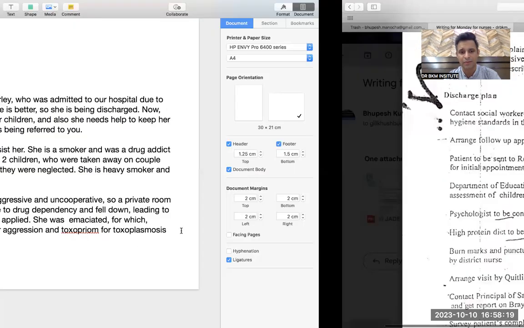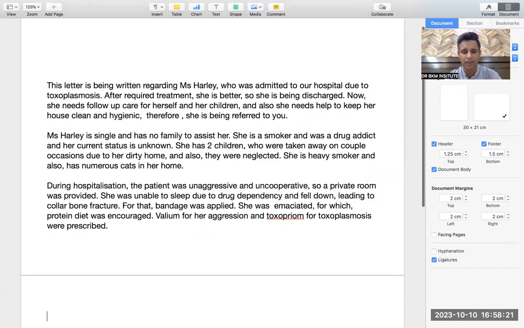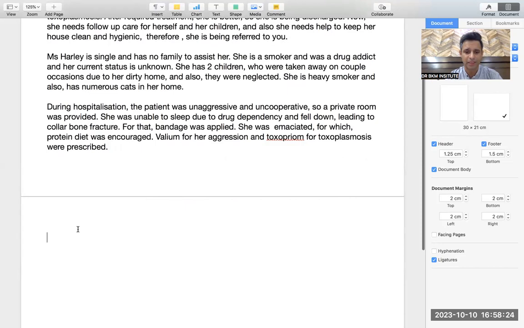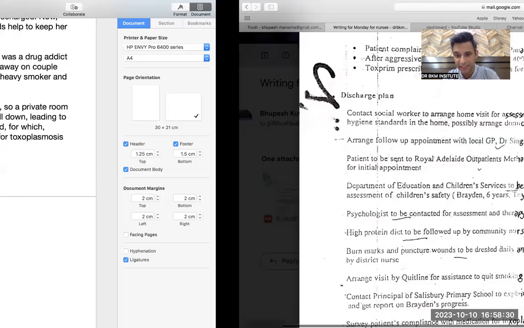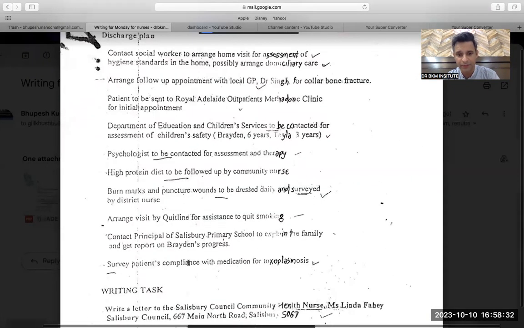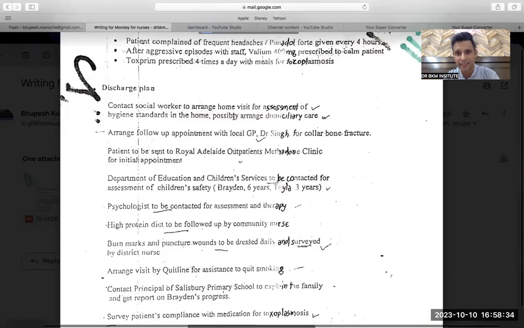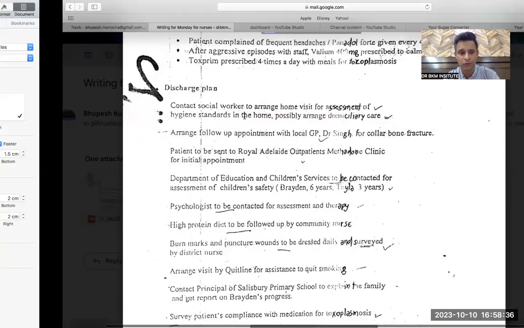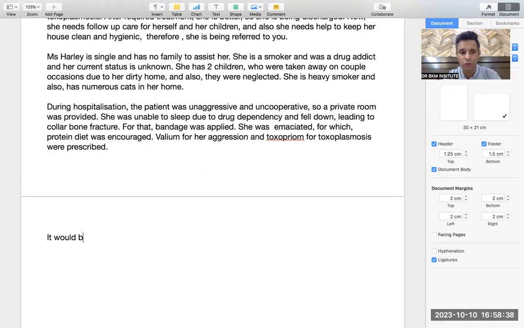Now the discharge plan, the most important paragraph where you're going to get the marks. So now the last paragraph. Always start with: it would be greatly appreciated. So two important points: the toxoplasmosis medication that was given and patient compliance with medication, and the important point was home. So these 2 points I would like to write upfront. It would be greatly appreciated. And also, how do you get more marks?